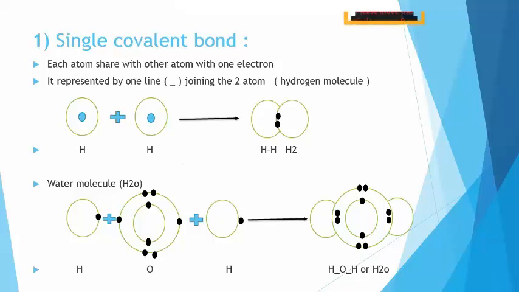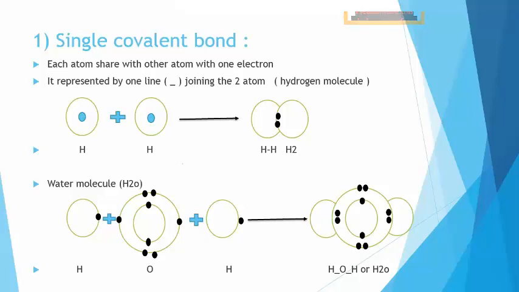For example, the hydrogen molecule consists of one hydrogen atom and another hydrogen atom. Every atom will share one electron. So in hydrogen H2, every atom will be completely filled with 2 electrons in the outermost energy level.